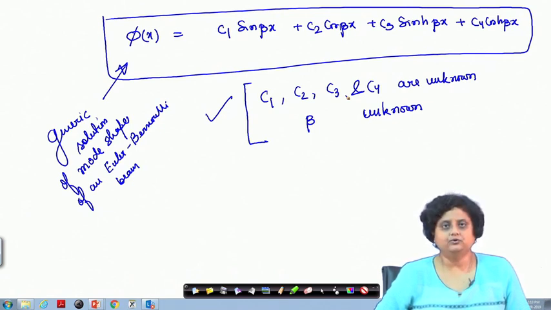Now, if we recollect what we did for axial vibration of a bar, the unknowns C1 and C2 were found from the boundary conditions. So, we will be doing exactly the same thing here. We will use the boundary conditions to evaluate C1, C2, C3 and C4 and also beta. So, we will do that in the next lecture.